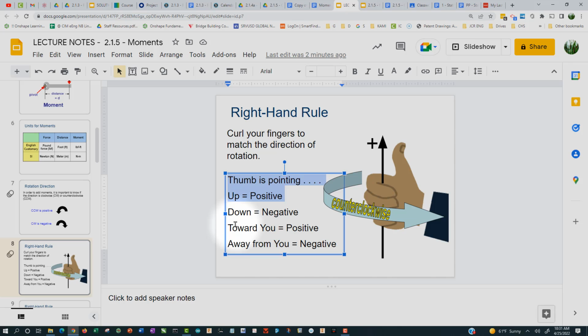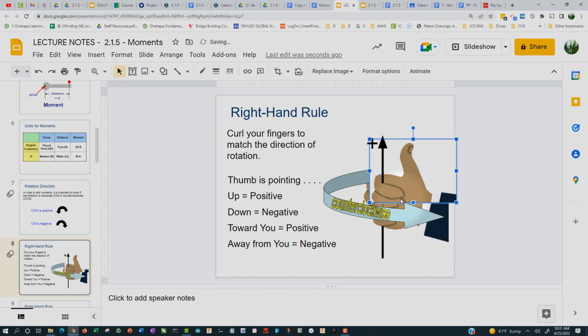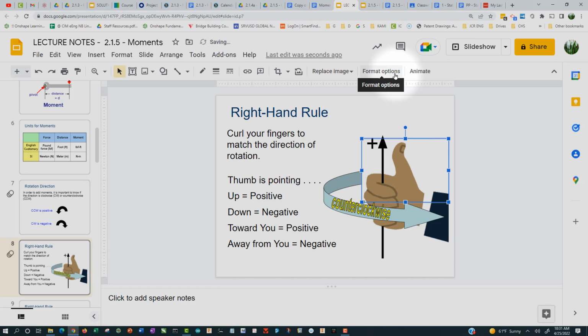Down, it's negative. Curl your fingers to match the direction of rotation, and then your thumb points in the positive direction. If I'm looking down from above, you can see that this is going to be counterclockwise.